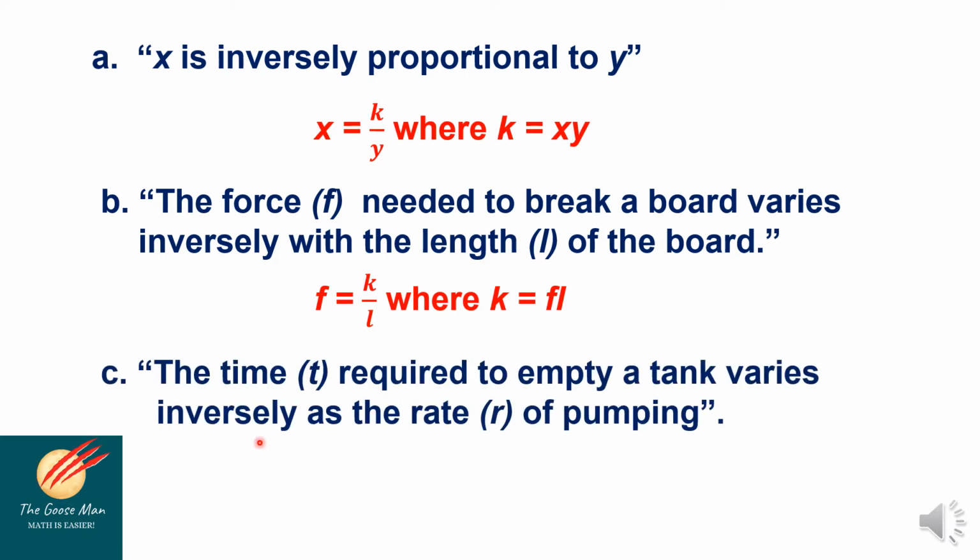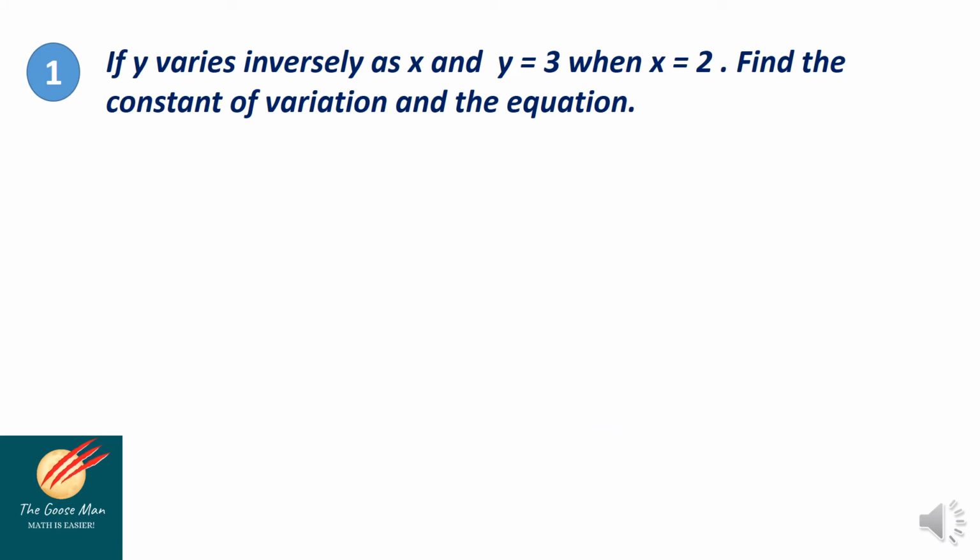Similarly, on letter C, the time t required to empty a tank varies inversely as the rate R of pumping. In symbols, that is t is equal to k over R, where k is equal to t times R. If I multiply both sides of the equation by R, I come up with k is equal to t times R.